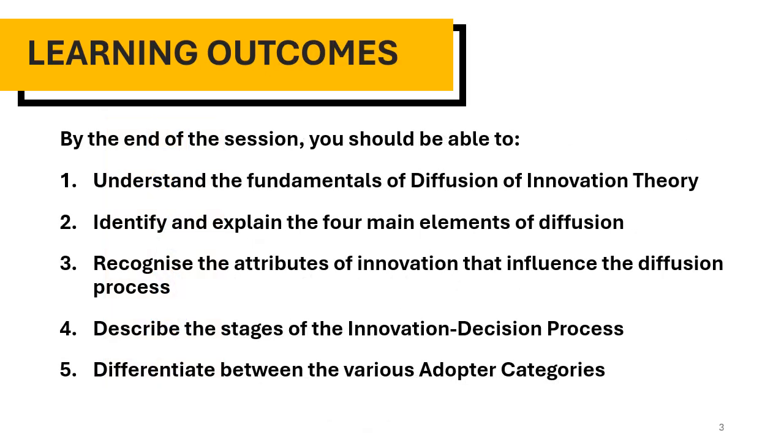By the end of the video today, you should be able to understand the fundamentals of diffusion of innovation. You'll understand the four main elements of diffusion. You'll recognize the attributes of innovation that influence the diffusion process. You'll be able to describe the stages that people go through in the innovation decision process, and you'll be able to figure out the difference between different adopter categories.